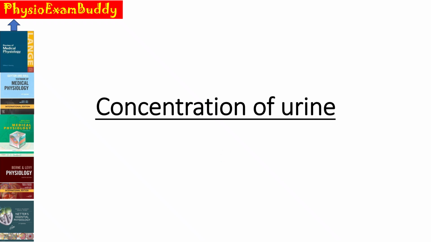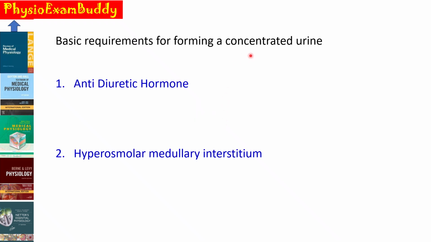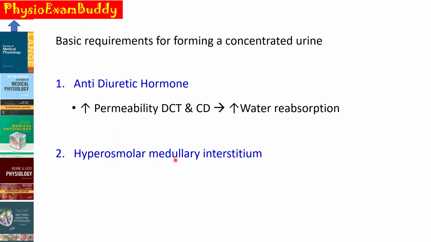This video is on the concentration of urine. For the human body to produce concentrated urine, there are two basic requirements. First one is the presence of antidiuretic hormone and the second one is a hyperosmolar medullary interstitium.